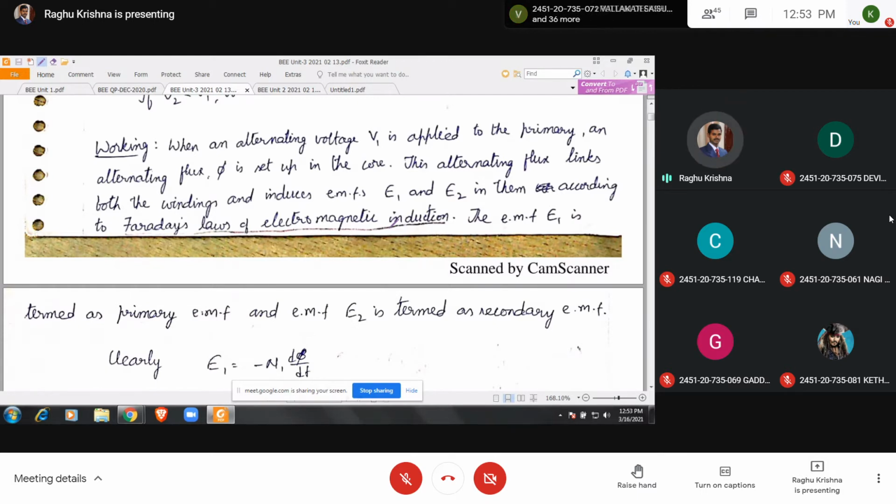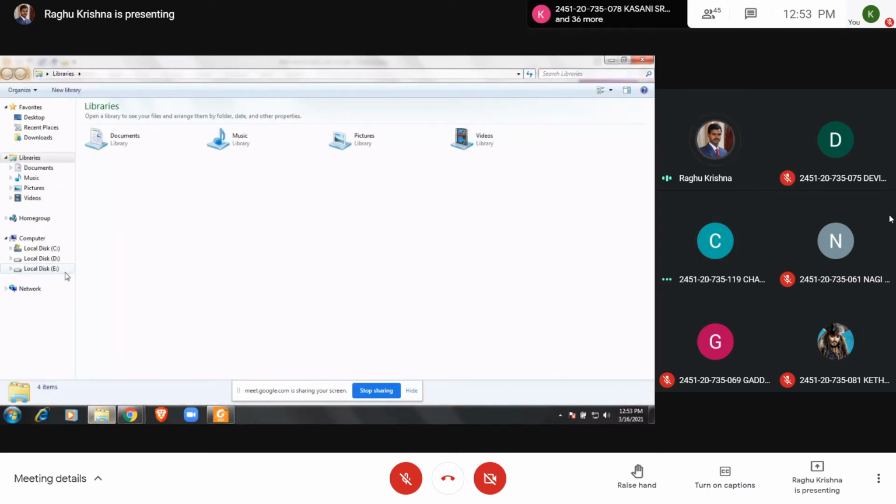Now coming to dynamically induced EMF. This you can find in generators. Let me show that also. Is it clear first, statically induced EMF? Okay, now dynamically induced EMF, tell once again, sir. Wait, let me explain both.